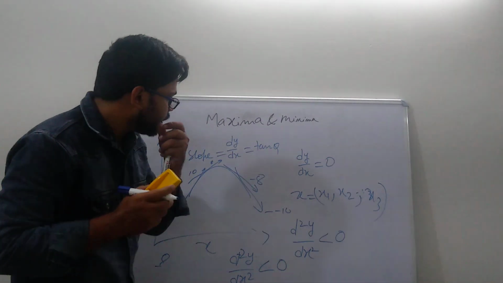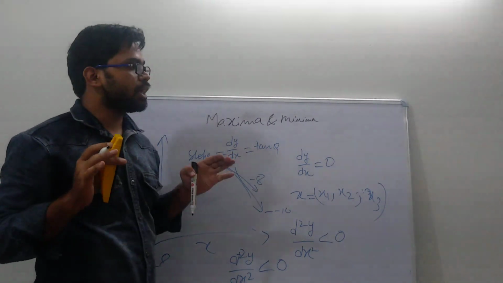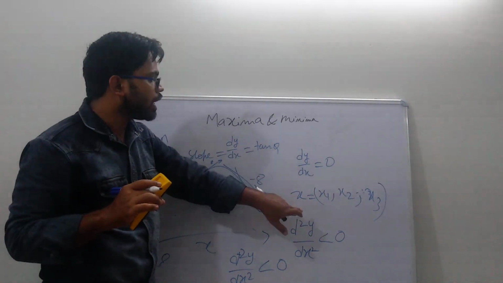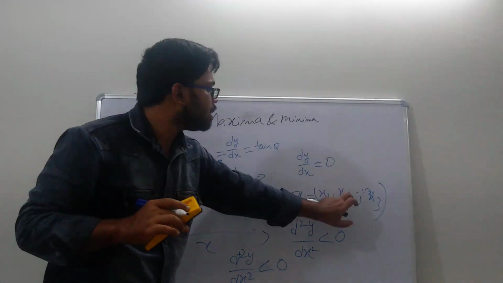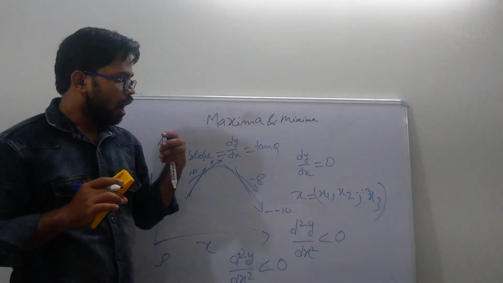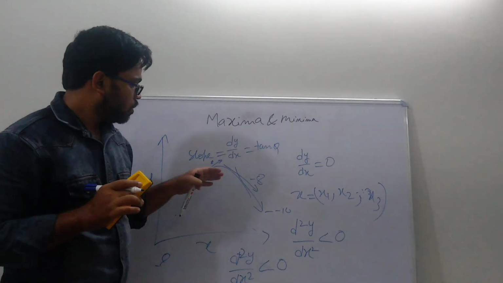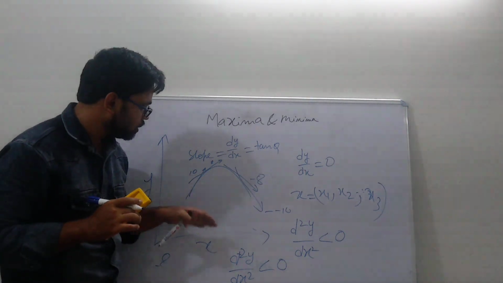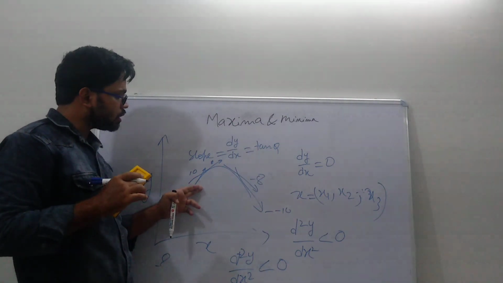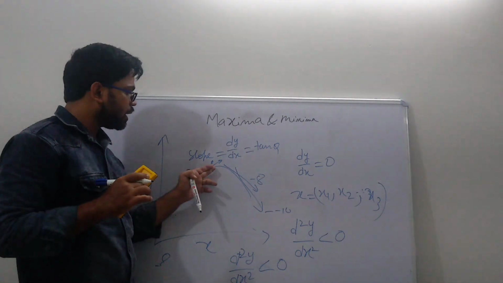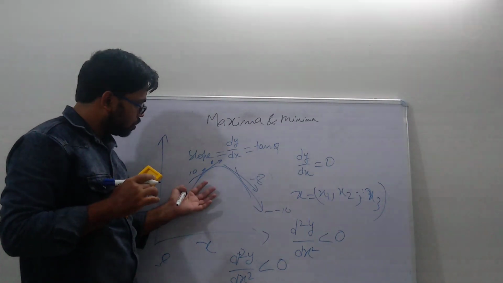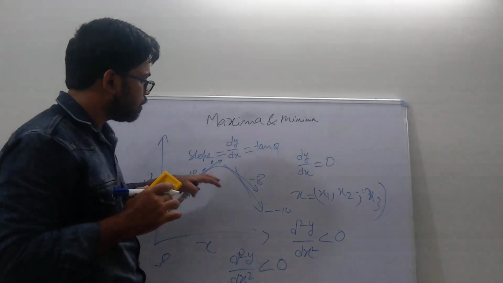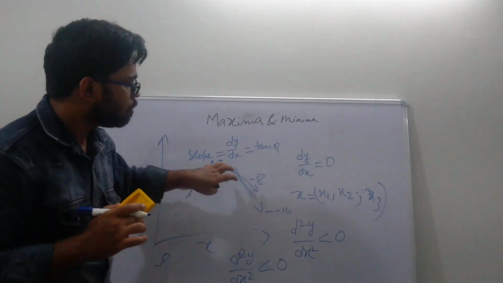So what we need to do to calculate maxima and minima: we equate dy by dx to 0, we get some values of x, and this x can be maxima or minima. How do we determine maxima? The value will be maxima when the double derivative is negative. I just explained, with random values, how the double derivative comes out negative. Similarly, for minima, the double derivative comes out positive.